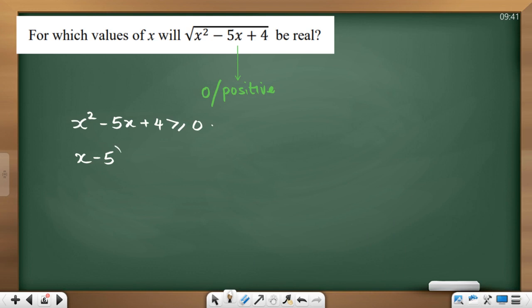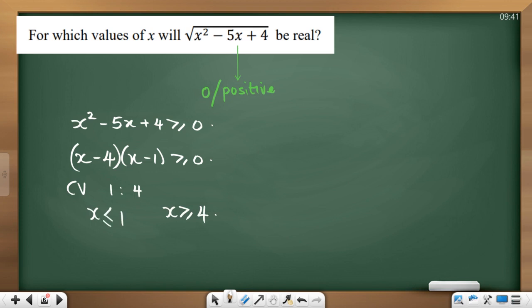What are your factors? No, it should be 4 and 1. x minus 4, x minus 1. What are our CVs? Our CVs are 1 and 4, right? So basically what I was saying, x should be greater than or equal to 4, x should be less than or equal to 1. Our CVs are 1 and 4. So I don't know where some of you are getting the negatives from. Where is the negative 1 and negative coming from?